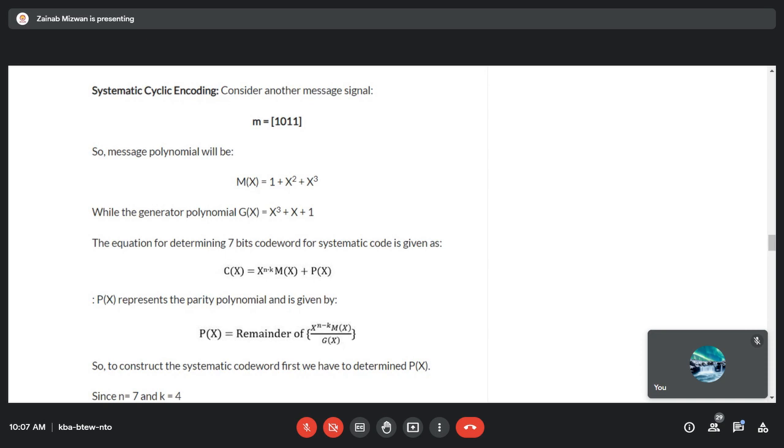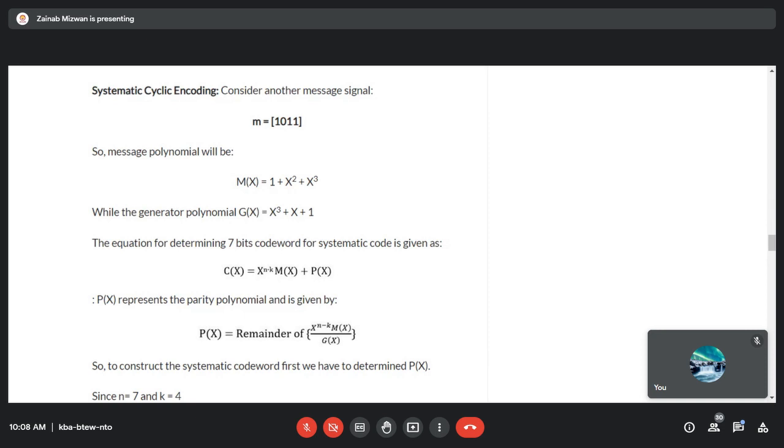Okay, so the thing which you can see over here on your screen, m equals 1011, the message is being given to you. So the message polynomial, what will it be? m of x. How will you write it here? m0 plus m1x plus m2 x square.